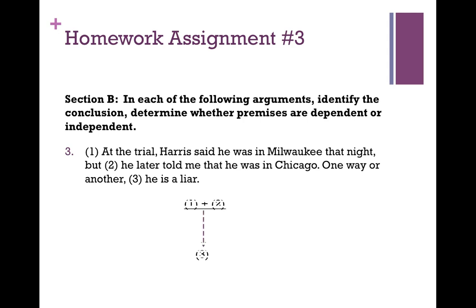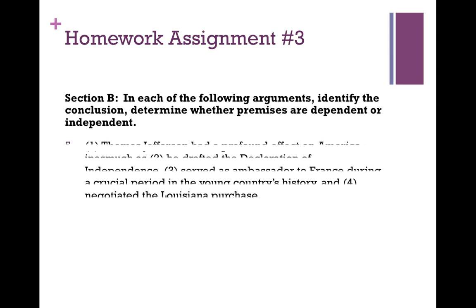So yet again we have an argument in which the premises are working together. 1 by itself is not going to give any kind of evidence for 3. 2 by itself is not going to give partial evidence for 3, but 1 and 2 together tell a whole story, which is that Harris is contradicting himself. He said he was in Milwaukee one night. He then told me later that he was in Chicago that same night. There's a contradiction, but one way or another, he's a liar. So, yet again, we have an argument in which the premises are dependent.